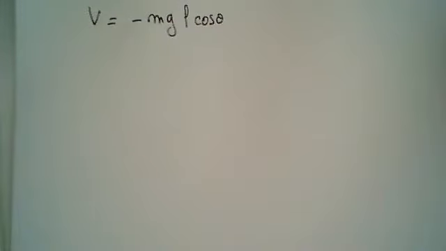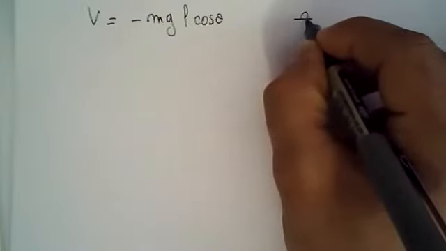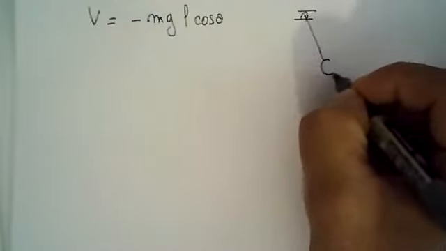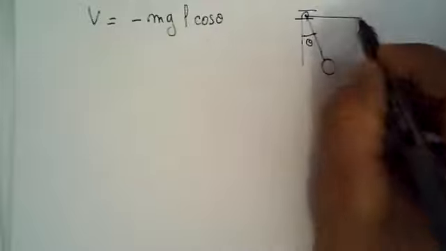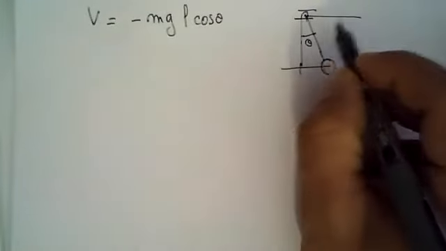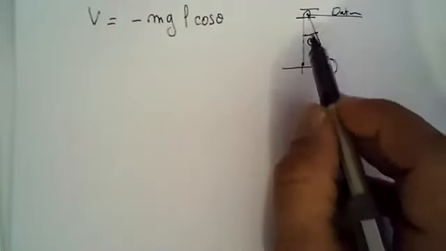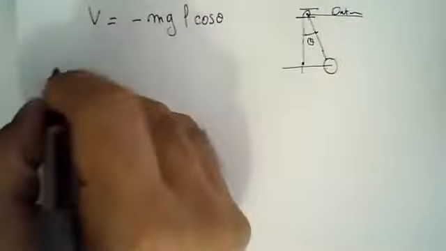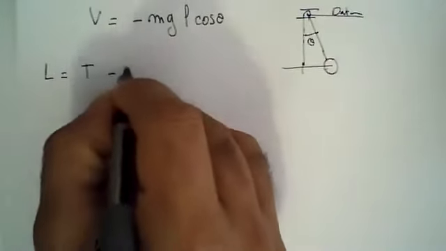Let me just draw it again here. This is my theta. So my potential energy with respect to this point, this is my reference, my datum, will be minus mgL multiplied by cosine theta, right? Okay, now back to my overall Lagrange. We said L is equal to T minus V.